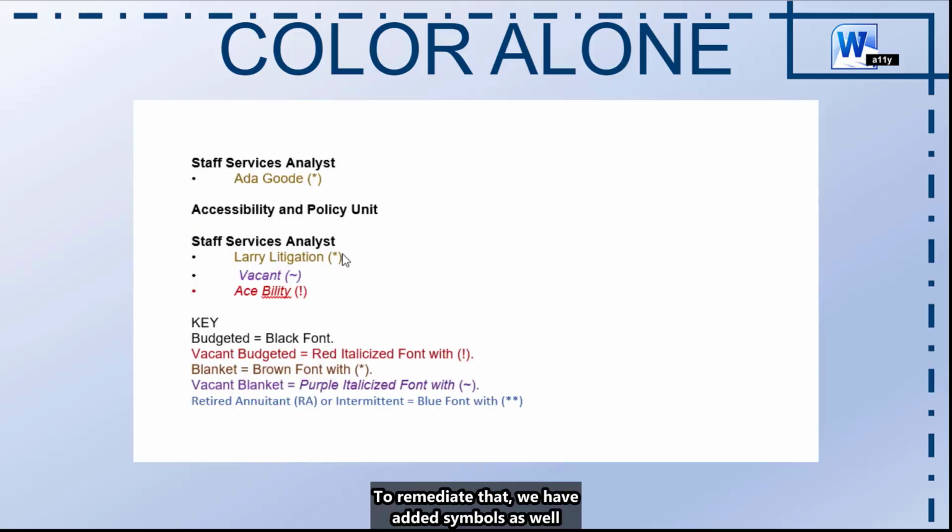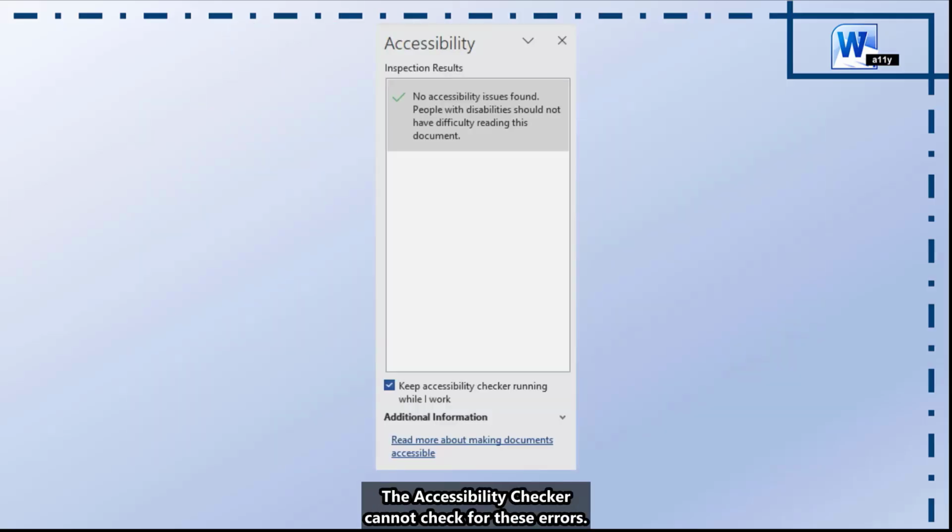To remediate that, we have added symbols as well as some different font styles. So now we have red italicized with an exclamation point, brown with an asterisk, purple italicized with a tilde, and blue with double asterisk. So these are all different ways that you can convey information in addition to using color. The accessibility checker cannot check for these errors. A manual check of the document is necessary to ensure color is not being used alone to convey meaning.